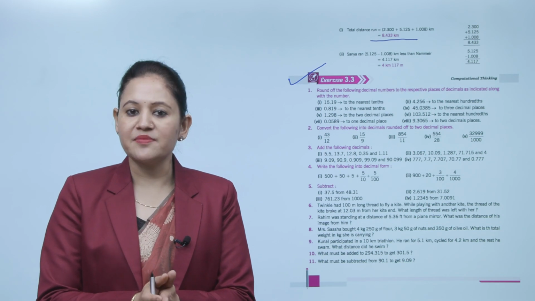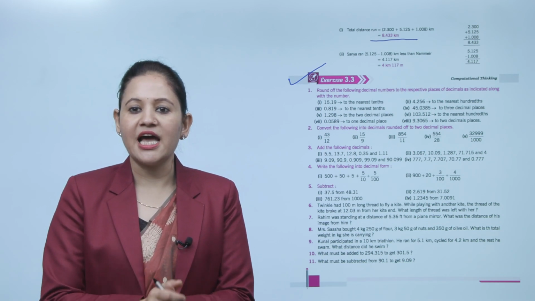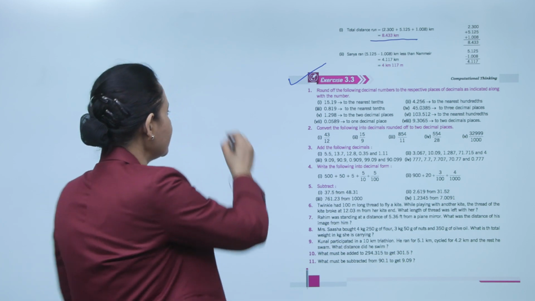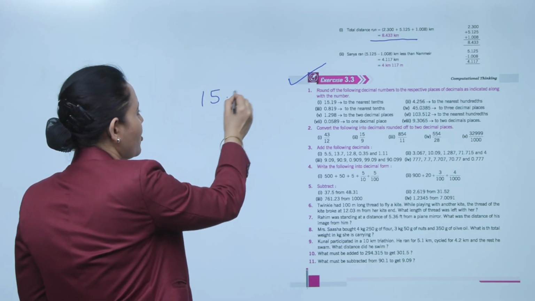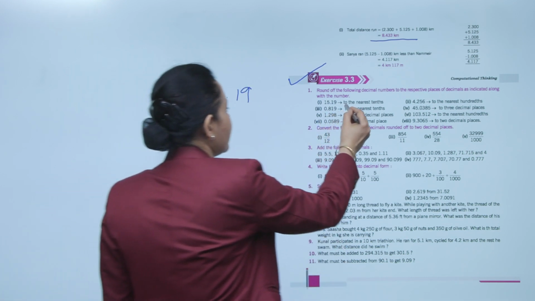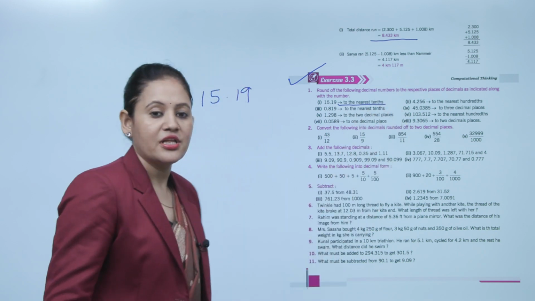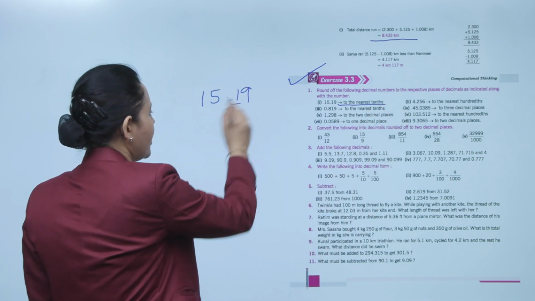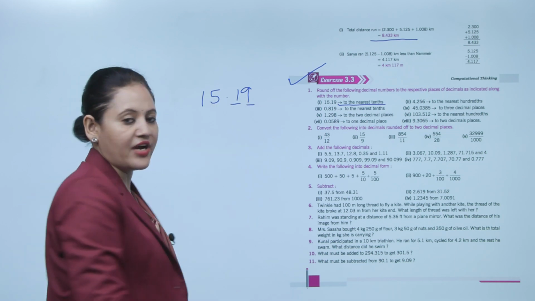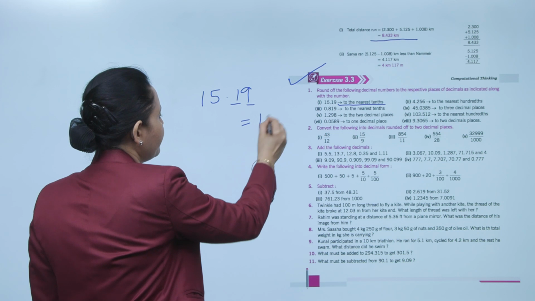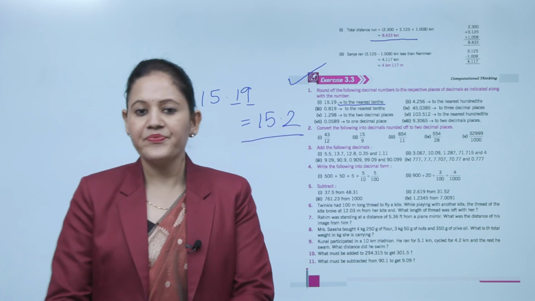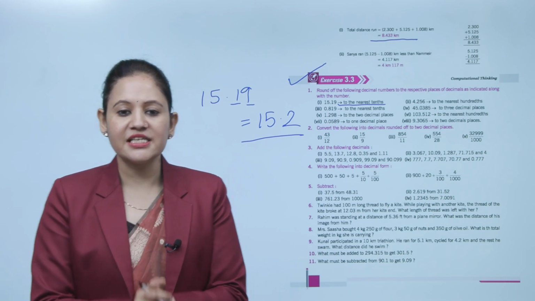Round off the following decimals to the respective place of decimal as indicated along with the numbers. First is 15.19. We have to round off to the nearest tenths. The digit at the tenths place is 1 and the digit to its right is 9, which is more than 5. So rounding off, it becomes 15.2. Clear? Practice all the questions of this exercise.